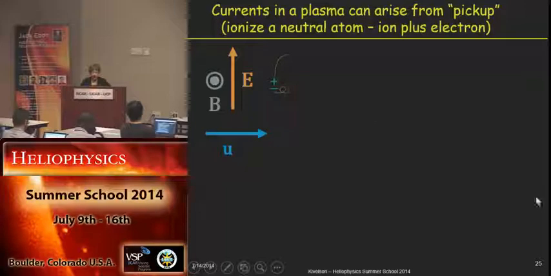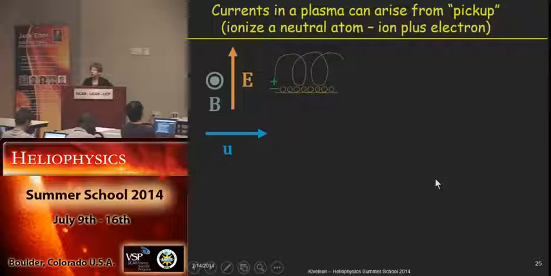Why are they twisting around? Because there's a magnetic field, and at rest, the magnetic field doesn't do anything to them. But as soon as they start moving, they start twisting. And if I got it right, one is twisting one way, and the other is twisting the other way. But they are moving at the E cross B velocity. So at the end, they've both reached the same point. No current.